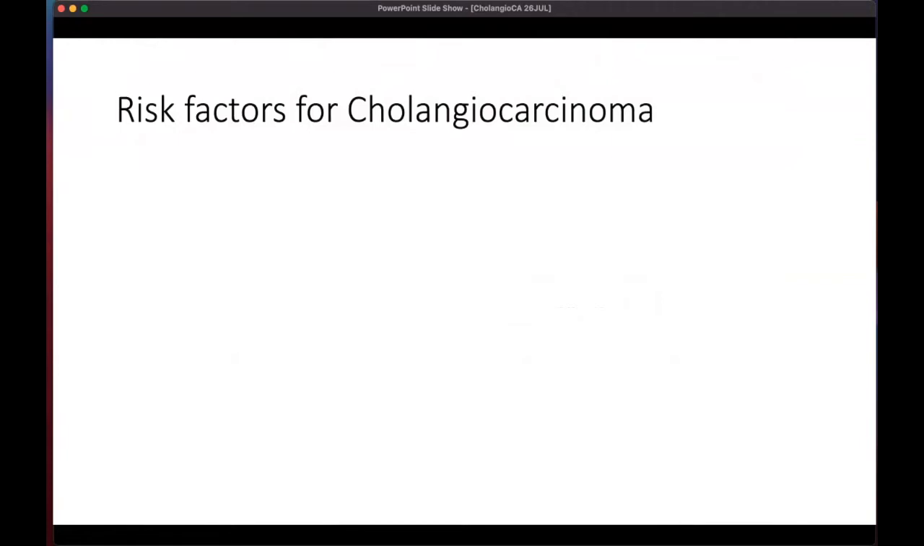All right, so risk factors for cholangiocarcinoma. Can anybody give me some, maybe like 2 or 3?